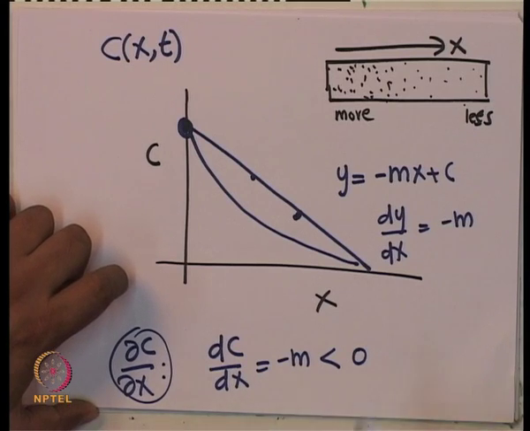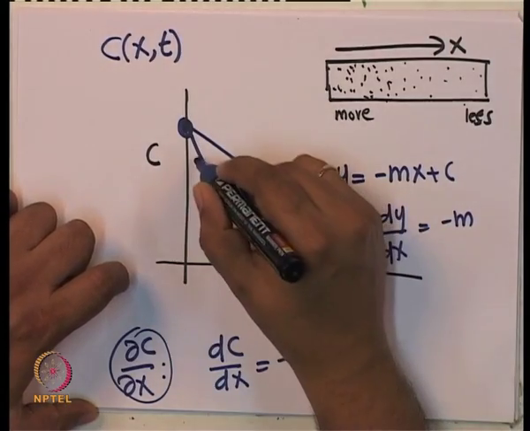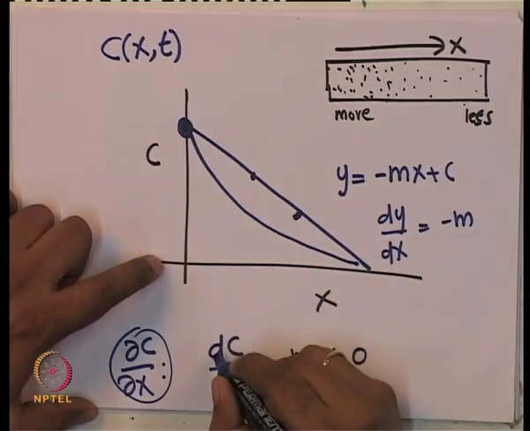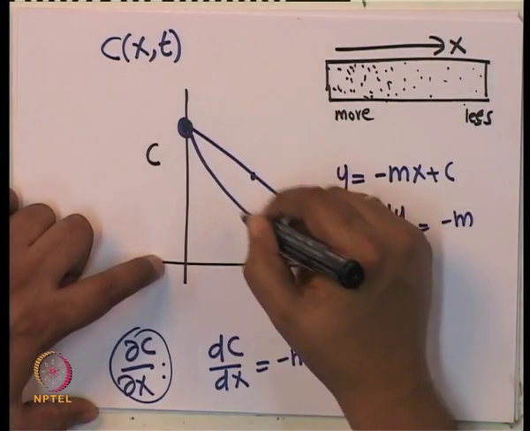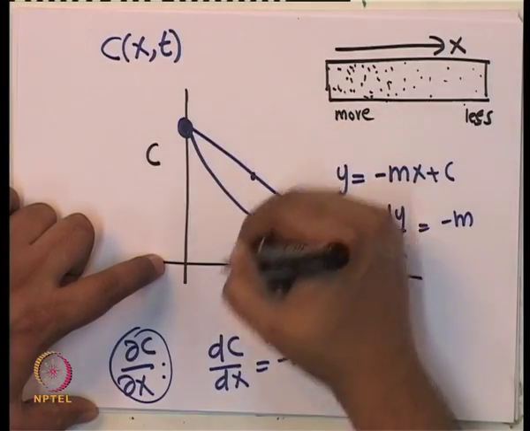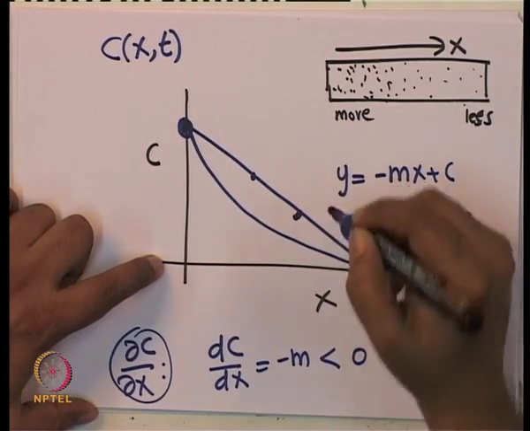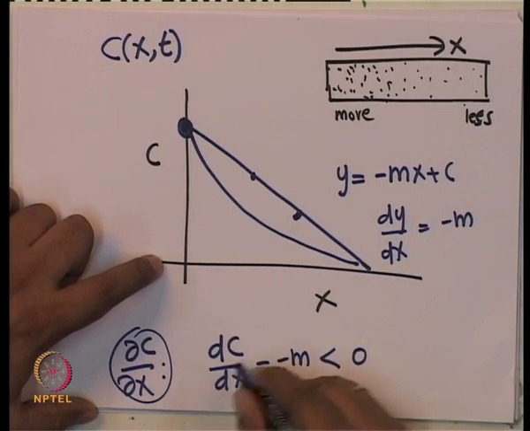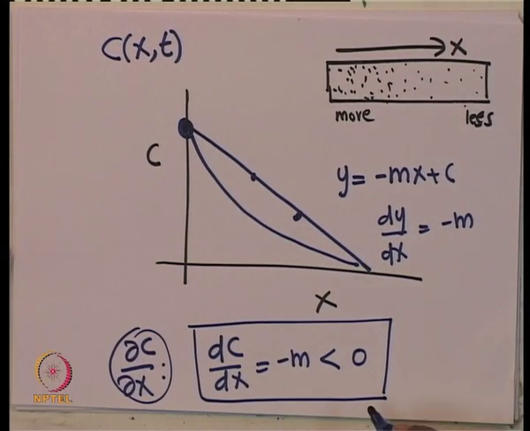But anyway, the point is that dc by dx is negative. If you take this, or even if you take this, as we go along the x, the change in c is negative; del c is negative, the c decreases. So, this is the point to remember: dc by dx is negative. So, keep this point in mind.